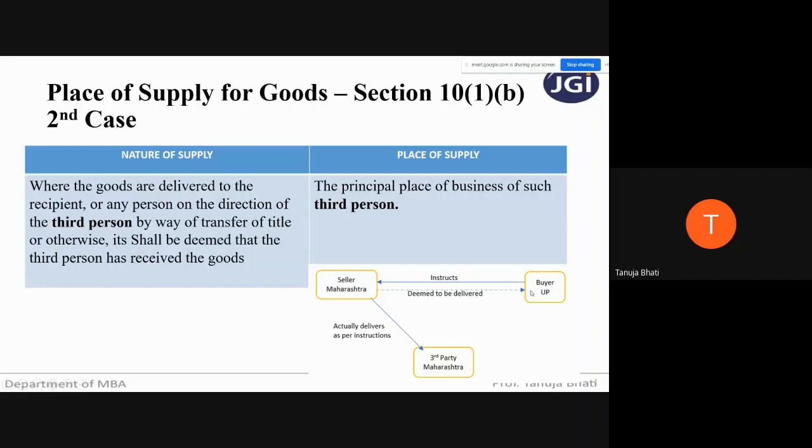So see what happens here is, there is a seller and buyer, and this UP buyer is instructing the seller that please deliver the goods to a party in Maharashtra.